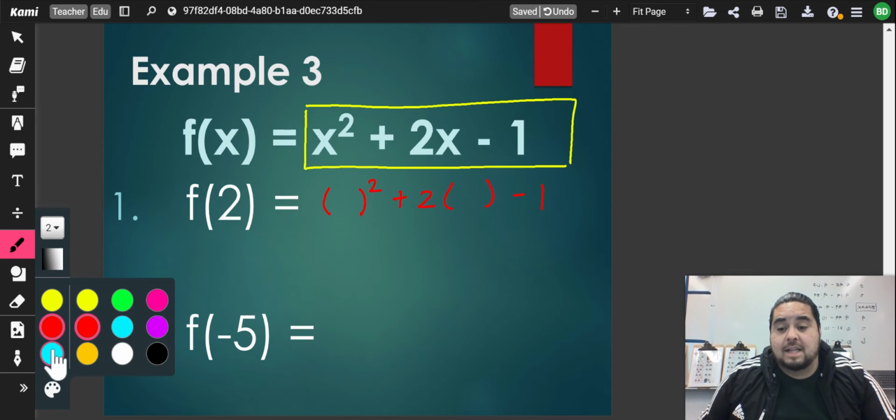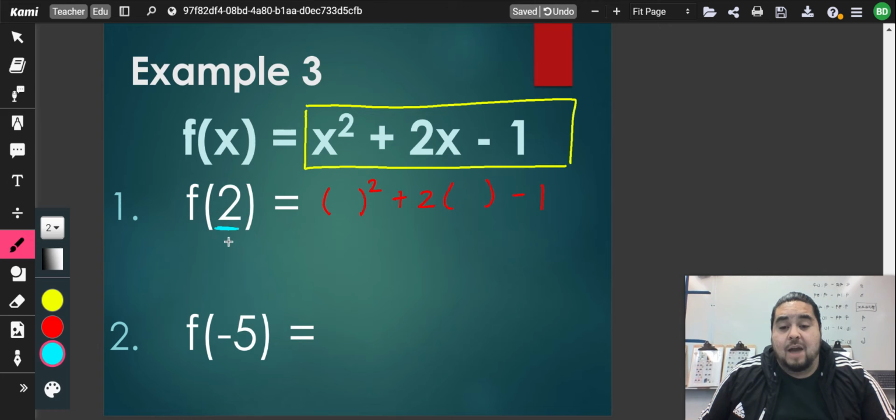So every time I see an x, I'm going to leave that x out and put a blank spot instead. And now in those blank spots, I put the number 2. So 2 goes here, 2 goes here. Okay. 2 squared gives me 4. 2 times 2 is going to give me 4 again, minus 1. 4 plus 4 is 8. Take away 1 from that, and that gives me 7.